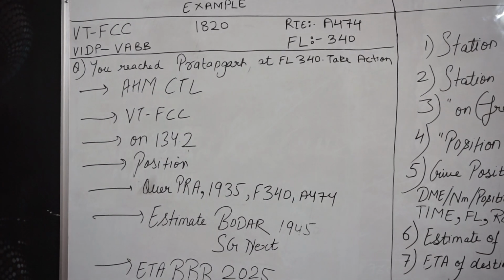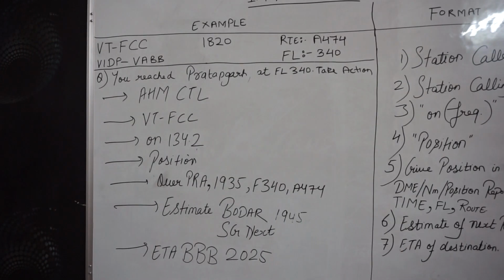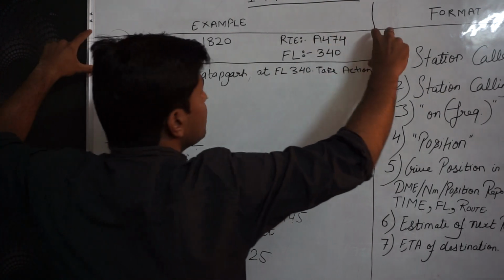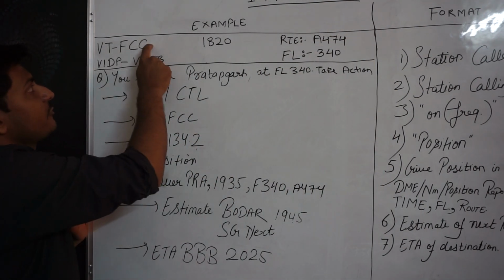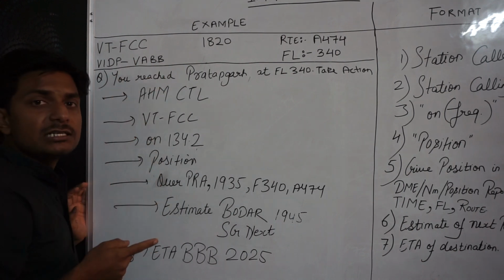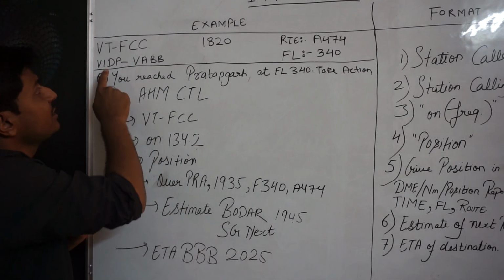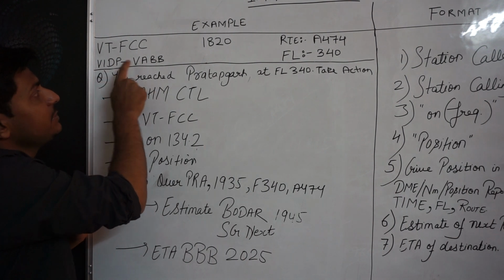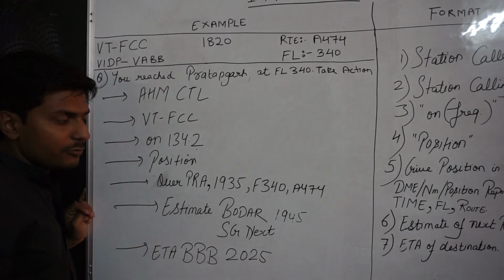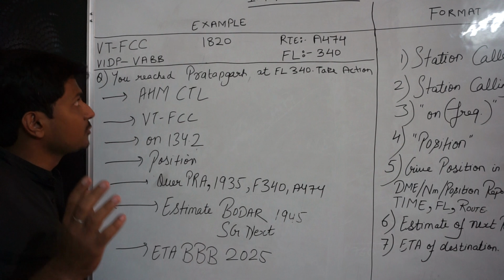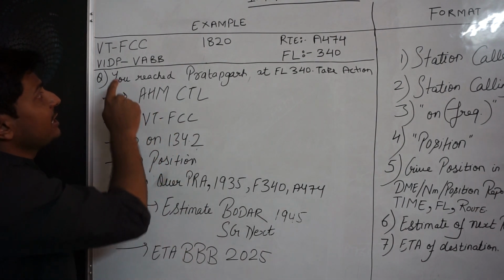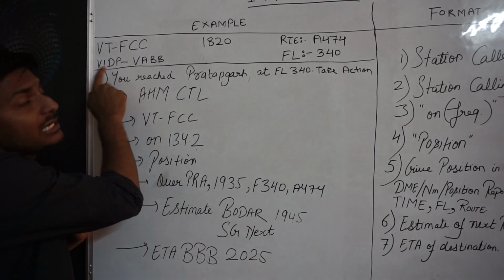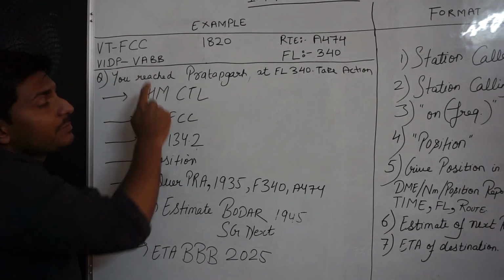You can see in the example I have given a flight plan. The flight plan is in this block. A flight plan contains all the information about the flight. First of all, it is Victor Tango Foxtrot Charlie Charlie, which is the registration of the aircraft, and it is going from VIDP to VABB. If you have learned the location indicators, then you will know that VIDP is for Delhi and VABB is for Mumbai.